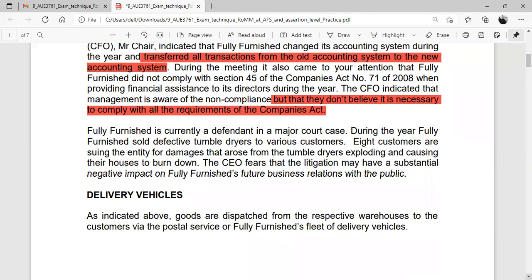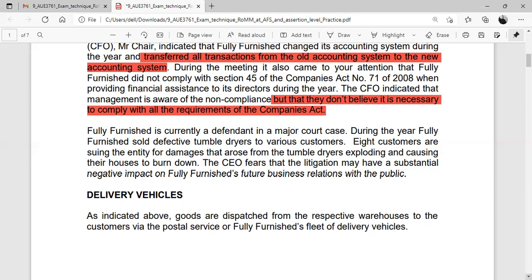Then Fully Furnished is currently a defendant in a major court case. During the year, Fully Furnished sold defective tumble dryers to various customers. 8 customers are suing the entity for damages that arose from the tumble dryers exploding and causing their houses to burn down. The CEO fears that the litigation may have a substantial negative impact on Fully Furnished's future business relations with the public. So there's a lot going on in this question. There's a whole lot of red flags.